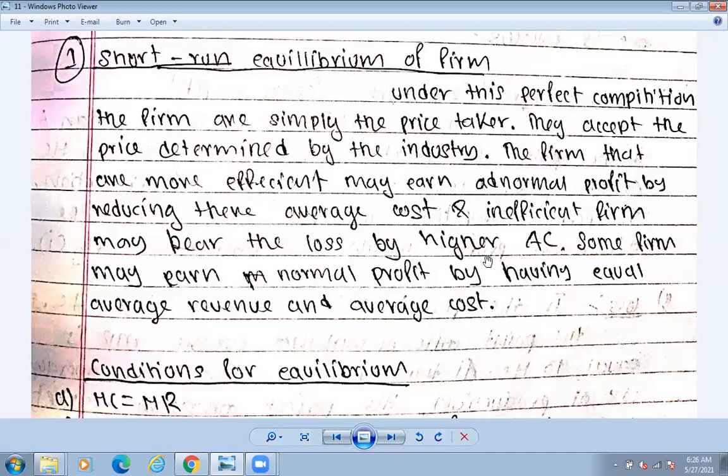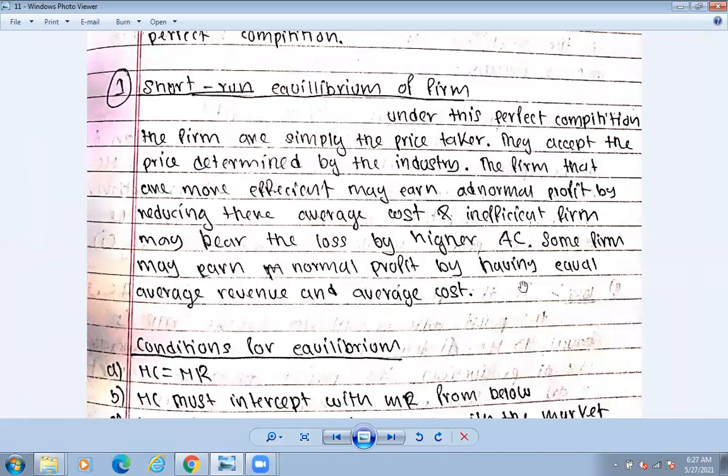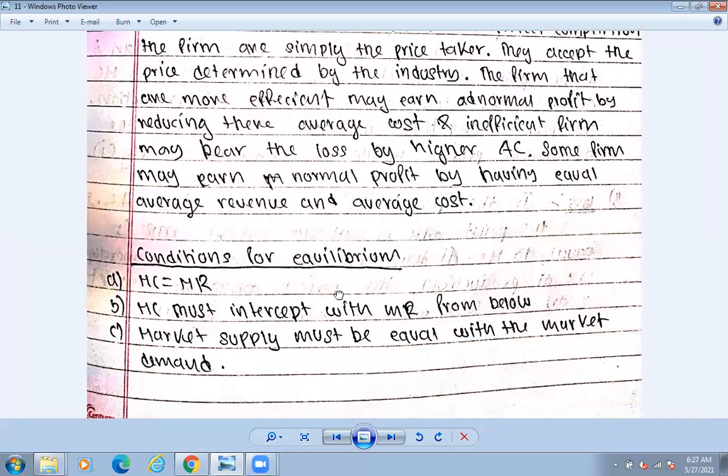It depends upon the average revenue and average cost. If the revenue is higher, meaning the income is higher, then that will bear the profit for you, abnormal profit. But if the average cost is higher, then that is going to be the loss, because the cost in your industry is higher. Some firms may earn normal profit by having equal average revenue and average cost. There is no profit and no loss, that is called the normal profit. The same thing we learned in the previous topic, we need to learn here also.